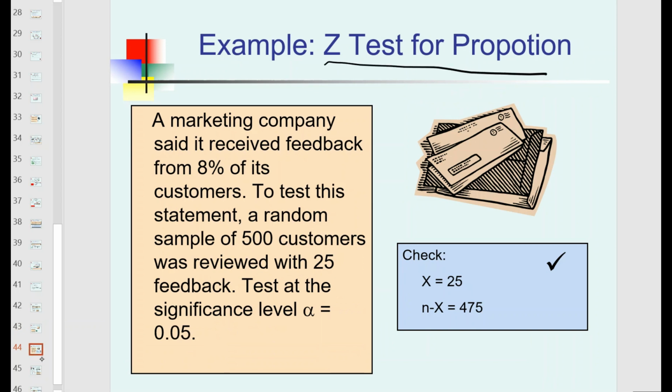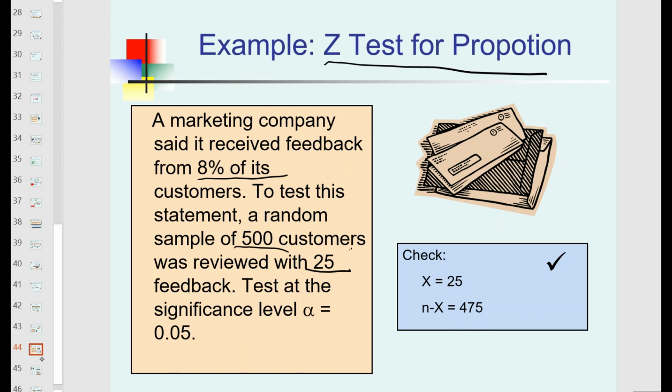Example: a marketing company said it received feedback from 8% of its customers. To test the statement, a random sample of 500 customers was reviewed, with 25 feedback. Okay, test at the significance level of alpha equals 0.05.